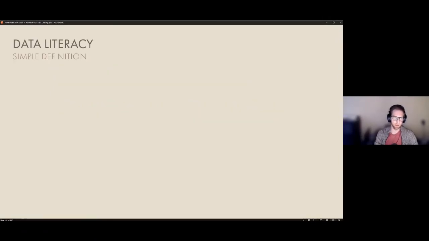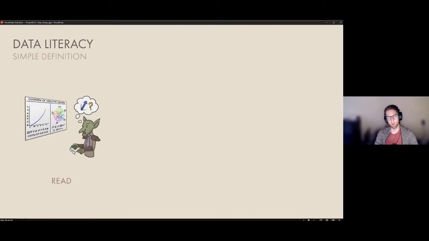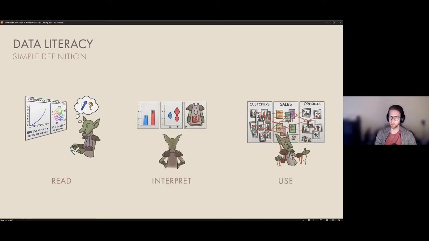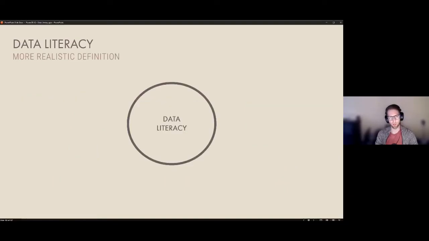But what is data literacy? Well, a simple definition is our ability to, as I said, read, interpret, and use data in a decision-making context. However, a more realistic definition of data literacy is that it's much more nuanced than that. If we look between the lines, data literacy intersects with a lot of other equally complicated concepts. Things like mathematical and statistical literacy to understand how those numbers are calculated and rolling up and what they're looking at.